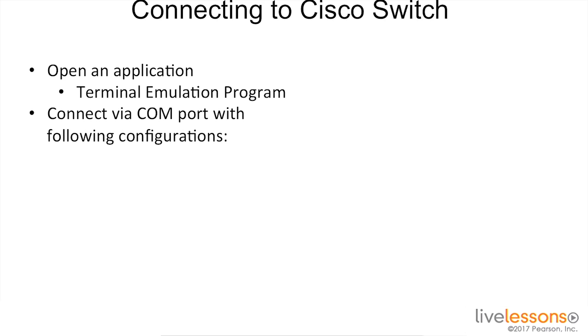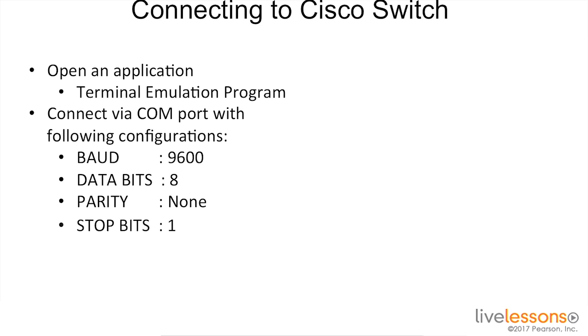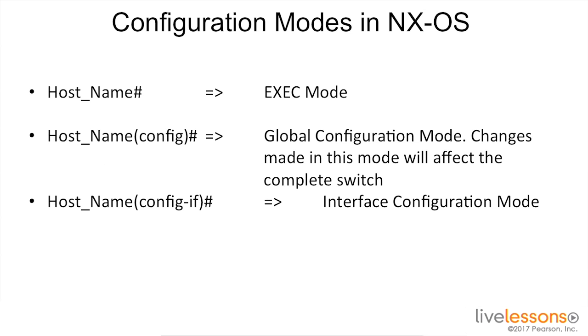For instance, via a COM port. If you're sitting right next to the switch, you might want to use the console port on the switch to configure it. If you would like to do that, you need to select your serial port and configure it to these following default Cisco settings: a baud rate of 9600, data bits of 8, no parity, and 1 stop bit, and flow control. When we log into the Cisco switch, we're going to see a couple different types of prompts.